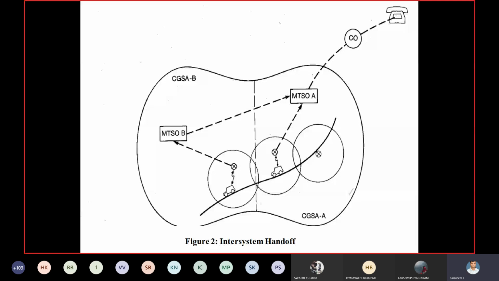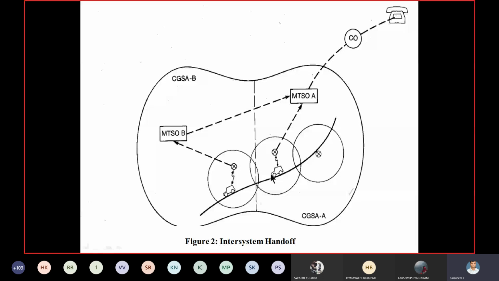Whenever the mobile unit moves from this system to another system, from MTSO A to MTSO B, at that time the mobile sends a signal to the base station and to MTSO A. Then MTSO A sends a request signal to MTSO B, and we have to send a signal to the nearest base station and give an allocated channel to the particular mobile unit.